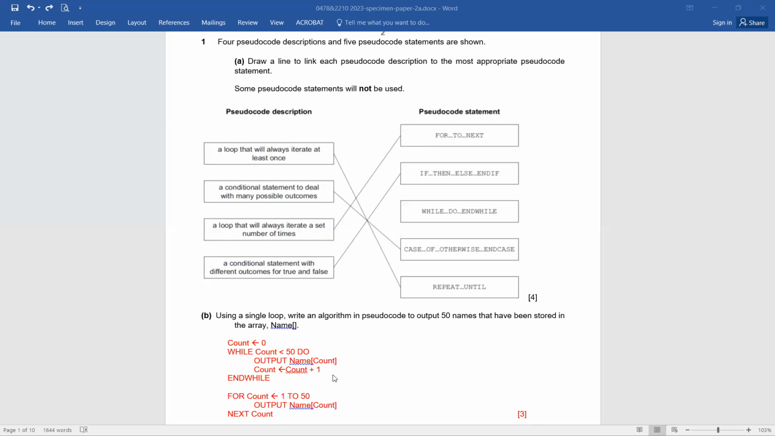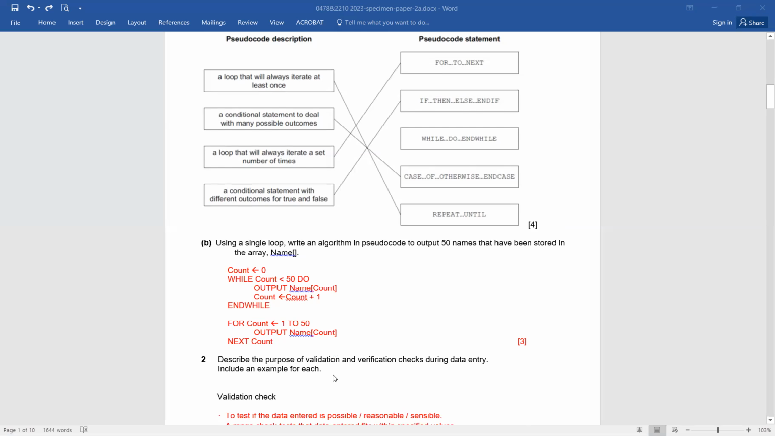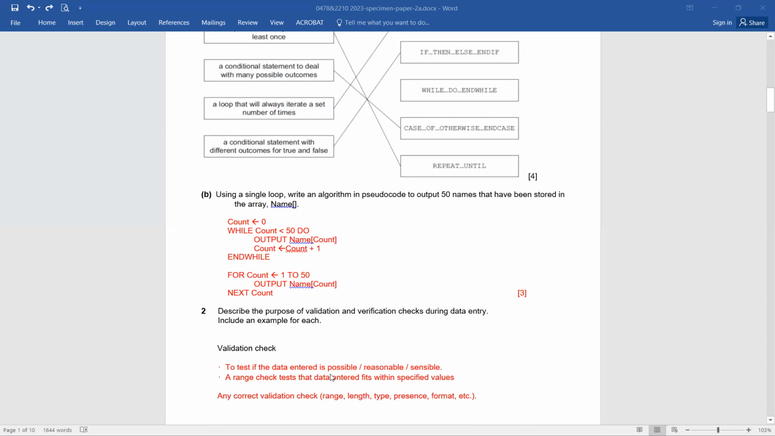I hope that is again not a problem. Question number 2. Describe the purpose of validation and verification checks during the data entry. Include an example for each. Now, if you remember validation checks, why do we use them? Simple, to test if the data entered is possible, reasonable, or sensible. You can use any of the keywords: to test if the data is possible, reasonable, or sensible.